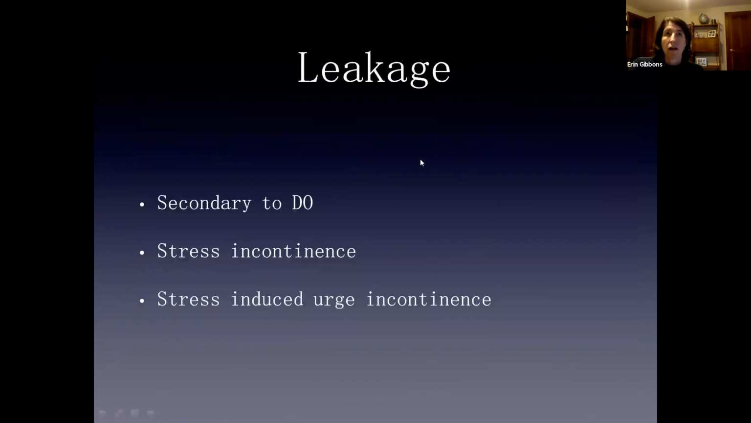So with detrusor overactivity, you can have leakage as well. There can be leakage obviously related to stress incontinence. And you can have a combination of an uninhibited contraction, or a stress maneuver leading to an uninhibited contraction, or stress-induced urge incontinence.